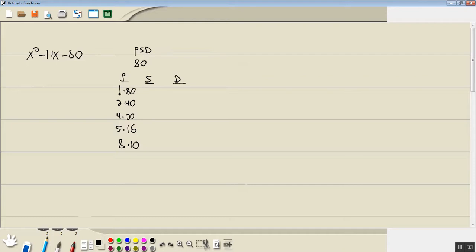Now add them. That's what the S column is. 1 plus 80 is 81. 2 plus 40 is 42. 4 plus 20 is 24. 5 plus 16 is 21. 8 plus 10 is 18.